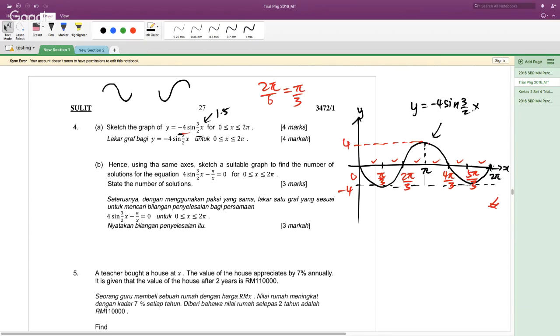And then, hence, using the same axis, sketch a suitable graph. That means we have to substitute y into this equation. But y equals negative 4 sine 3 over 2x, and we don't have the negative 4 sine 3 over 2x. So what I will do is move the 4 sine 3 over 2x to the other side to make it negative.